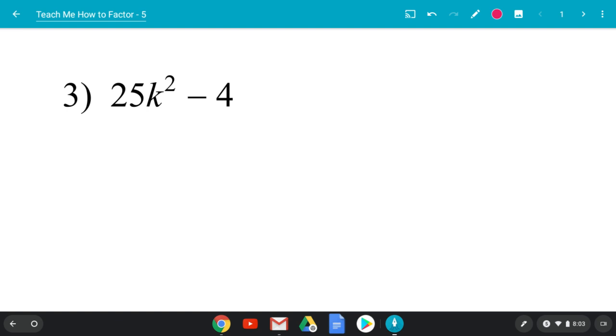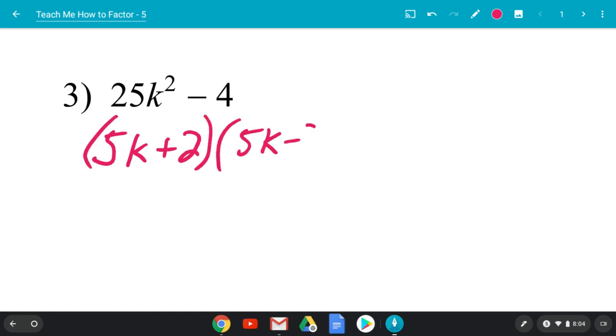What you got, Alex? 5k plus 2 and 5k minus 2. Excellent. Again, it's a difference of squares. You should be able to identify when you see two perfect squares separated by a minus sign. Okay? Difference of squares.